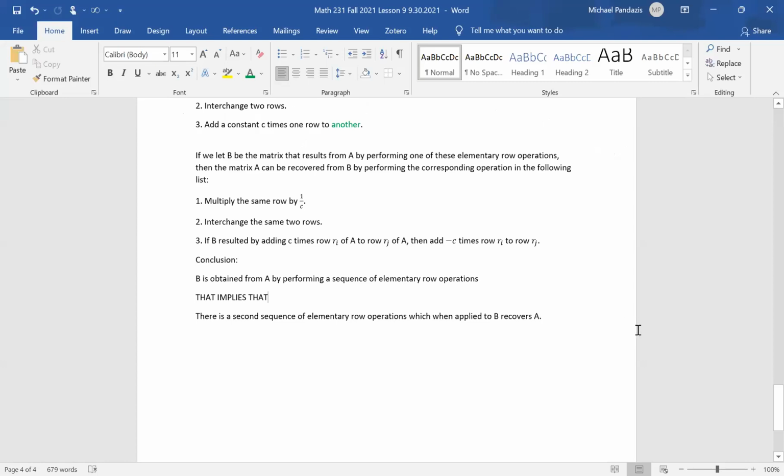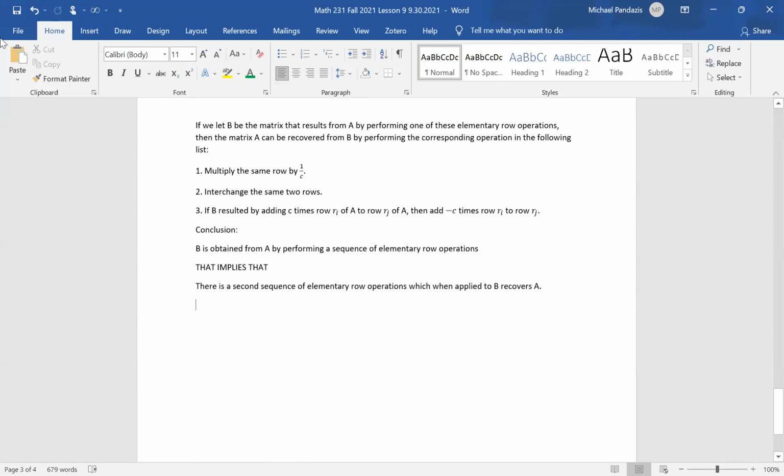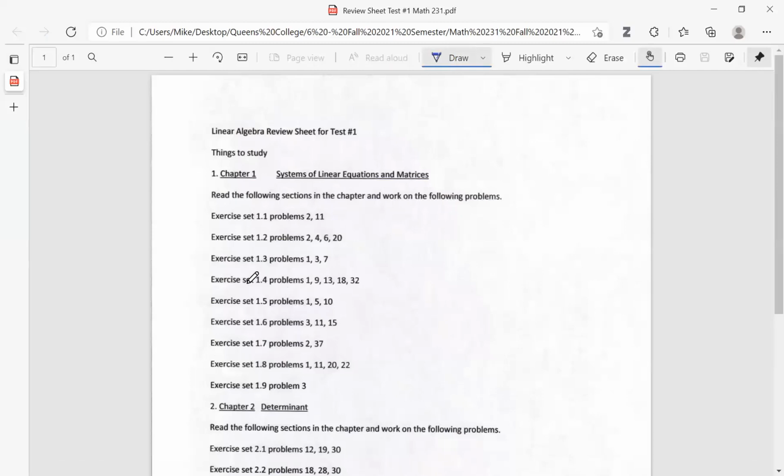Okay, and so we finished 1.4 near the end of class. And so now that means I can assign the homework. So for next class, I'm assigning homework. The homework is for 1.4. So I'm assigning this exercise set 1.4. Okay, so this is due next class.